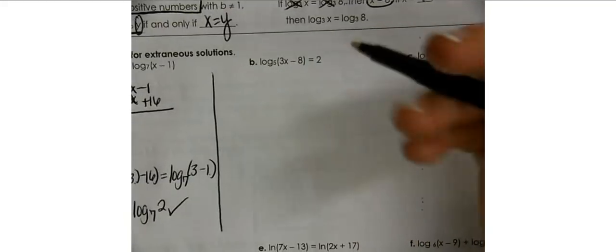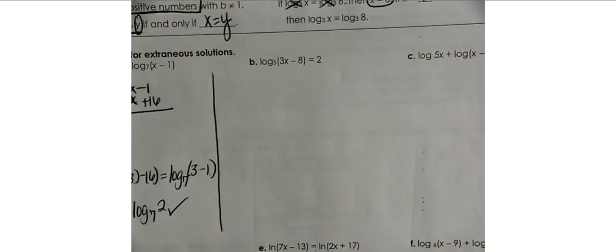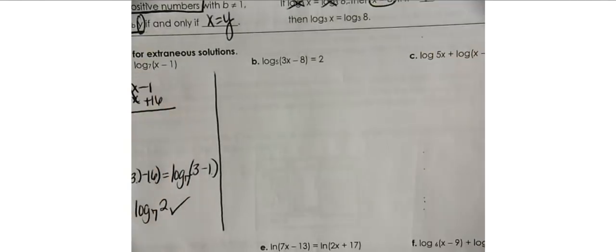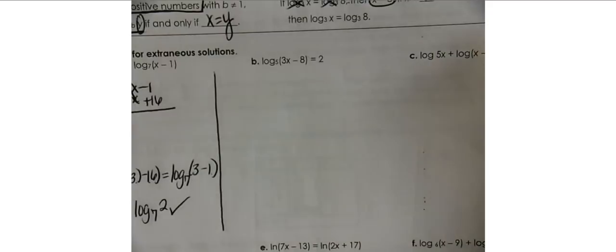For letter B, I don't have a logarithm on both sides, and there's nothing on the outside of log base 5 of 3x minus 8. Because there is nothing I can do to get x alone, I can't add 8 to both sides since technically we're taking the logarithm of it. Whenever you get stuck, we need to change it to the other form. So we're going to change this to exponential form.